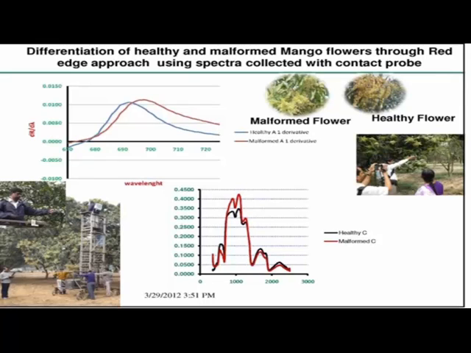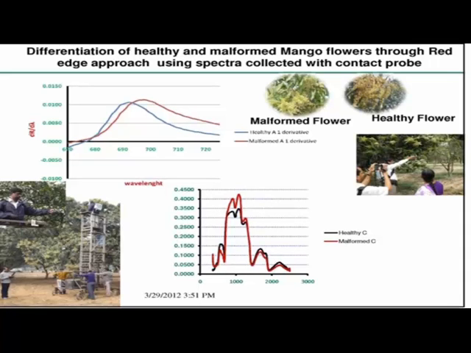And you can see here what happens in the case of a malformed flower: it remains more greenish and the biomass is heavy, whereas in the case of a healthy flower, the flower turns red or pinkish. So that's the basic difference between them, and that's the spectral pattern you are able to see here. But when you see the red edge technique, taking from 680 to 720, what happens is, in the case of a healthy plant, there is a blue shift, and as I told you, in case of a blue shift, there is a stress in the plant.